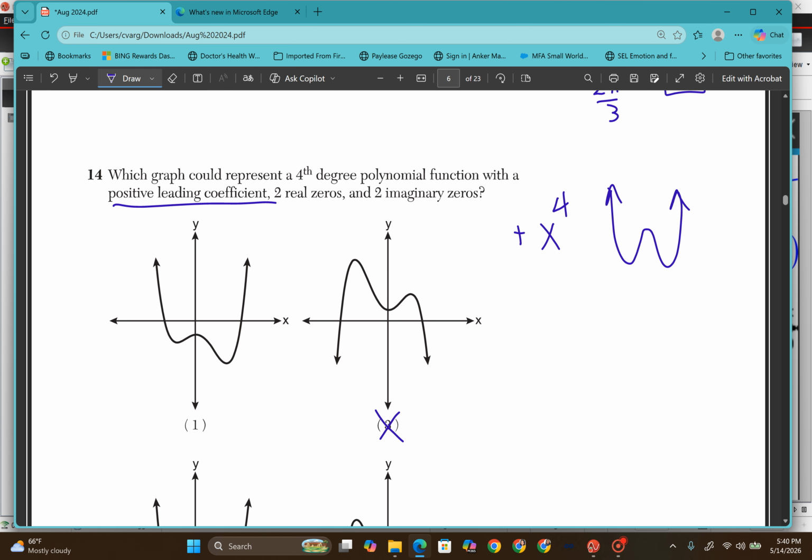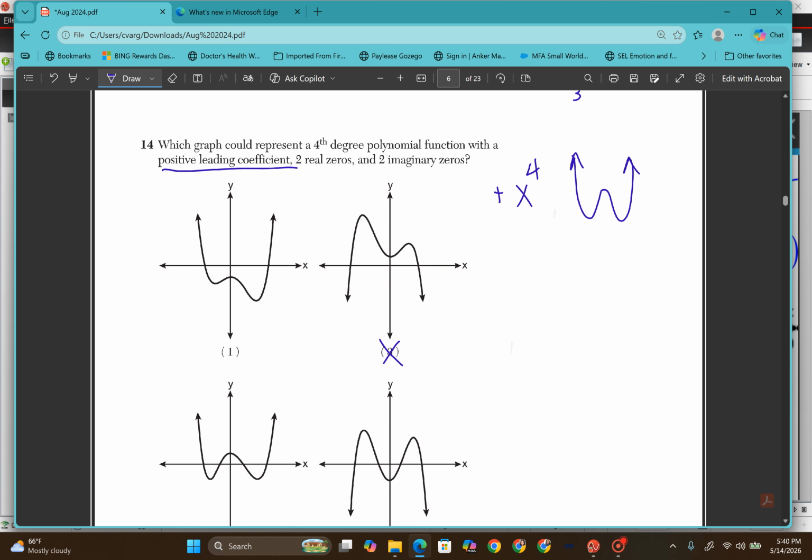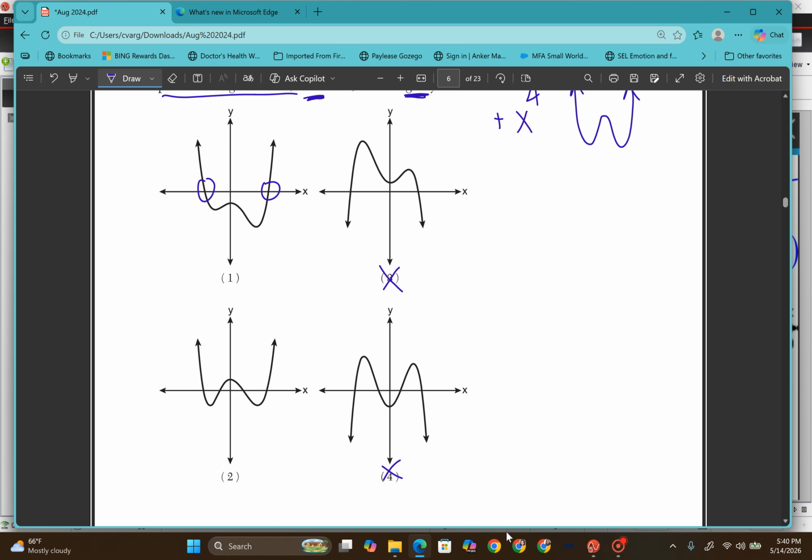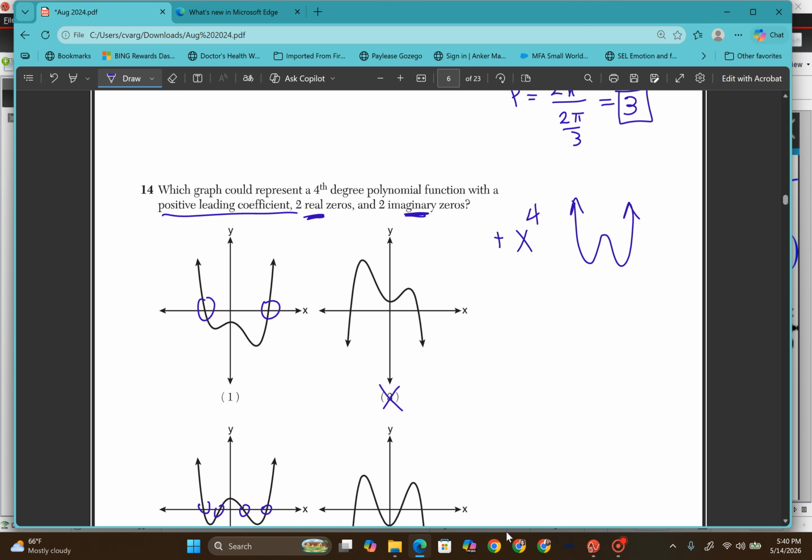And then it says 2 real zeros, right? Do you see this? 2 real zeros and 2 imaginary zeros. So what are the zeros? Zeros are where it crosses the x-axis. So this one has 2 of them, whereas this one has 1, 2, 3, and 4. So this is not correct because of the real zeros. Here's one real zero, here's the other real zero. It's where it crosses the x-axis. I feel like we've done this a lot.